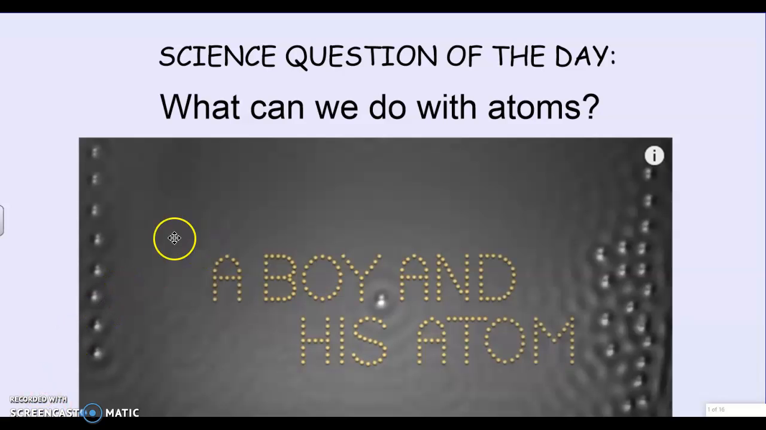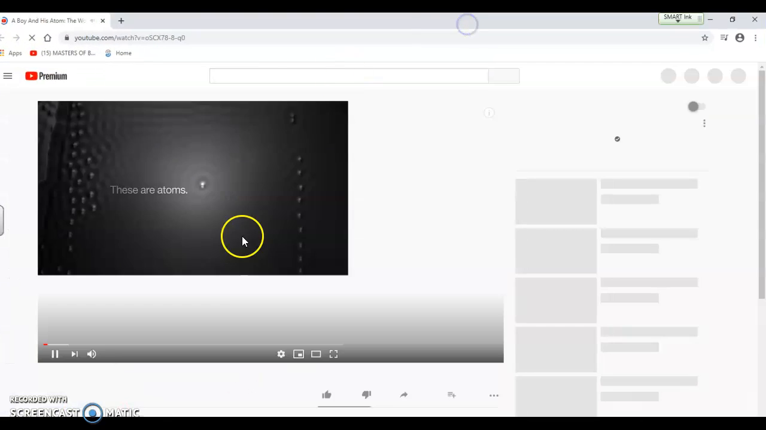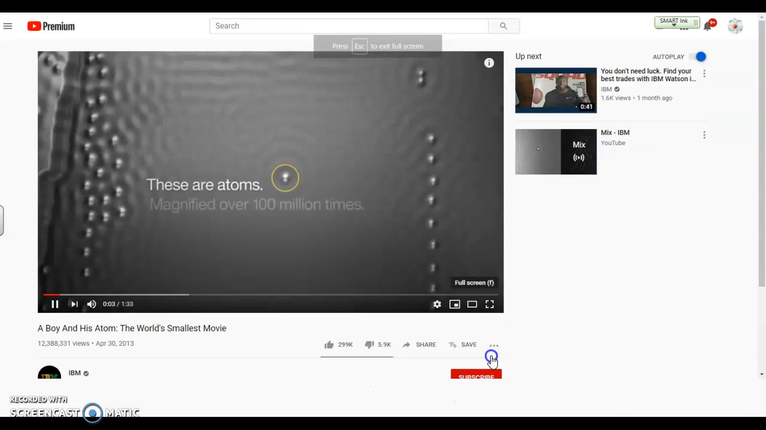We are going to be continuing our talk about atoms. So thank you so much for coming. Question of the day: what can we do with atoms? Well, here is a company that got very good at not only seeing but moving atoms.